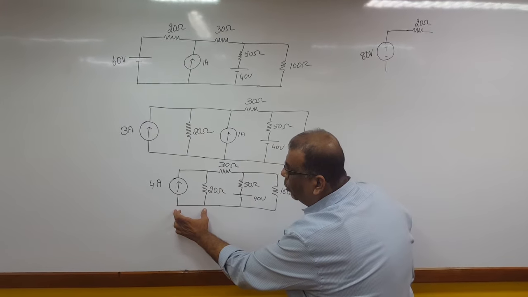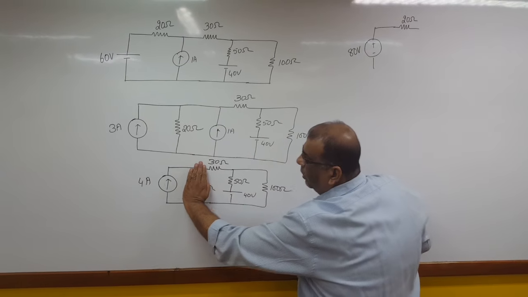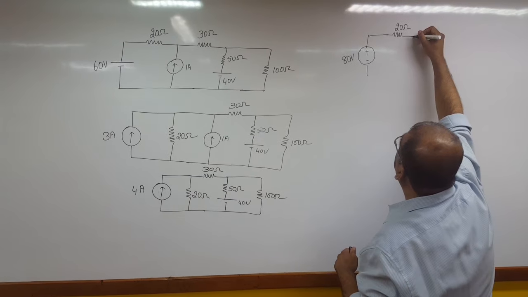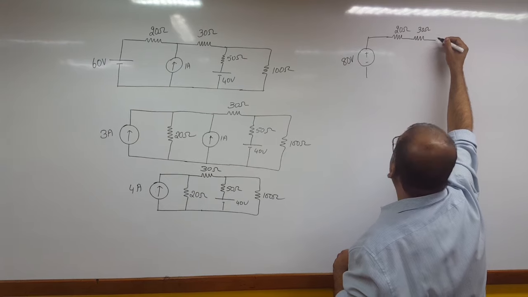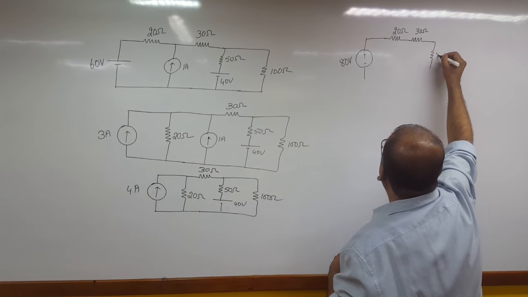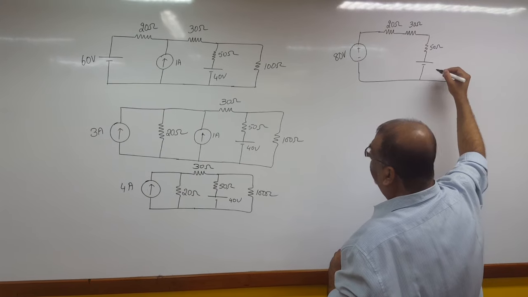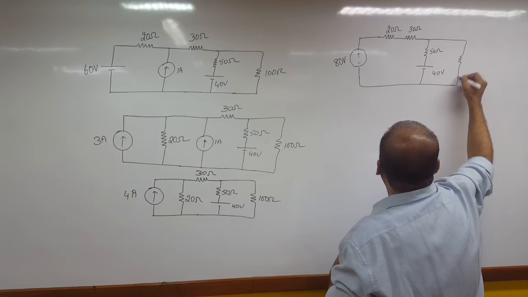This current source is now converted to a voltage source here. That is, this part of the circuit is gone. This remaining part of the circuit will be as it is. I get this as a 30 ohm resistance, a 50 ohm resistance with a battery of 40 volts and a 100 ohm resistance.